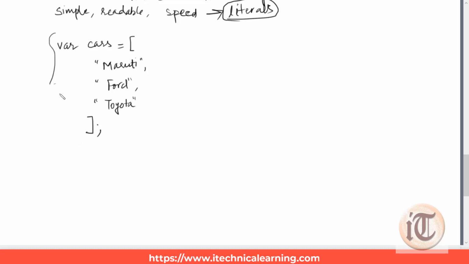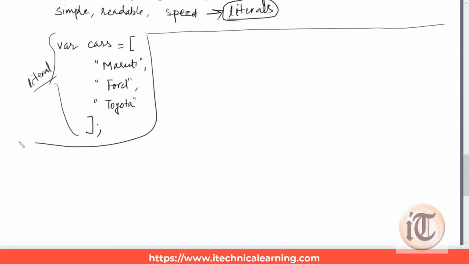So this is also a literal way of writing the arrays in JavaScript. Okay, so this is how we declare arrays in JavaScript. Now the second point is how to access the elements that we are declaring inside a JavaScript array.